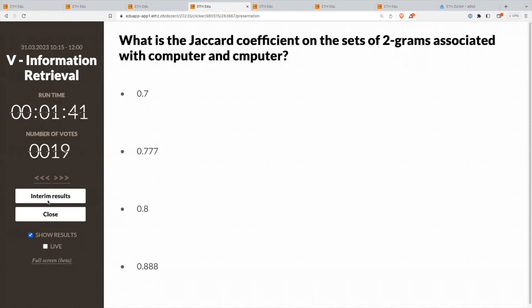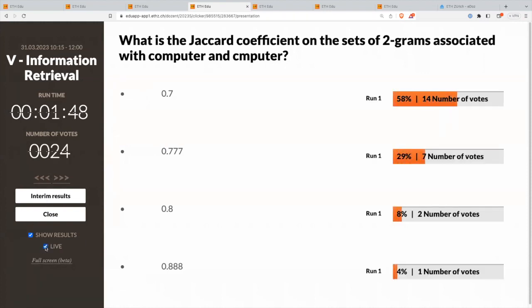Let's see the first answers. So 0.7 seems to be a majority. That would be 7/10. 0.777, that would be 7/9. You know, when you divide by 9, it just repeats the same digit all over again. Then 8/10 or 8/9. And the majority is correct.